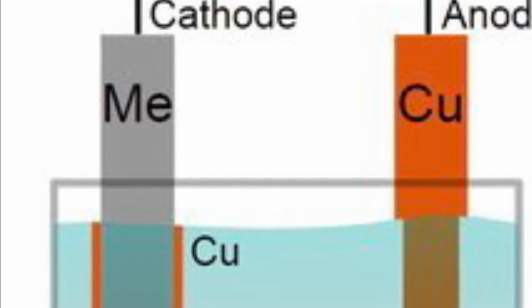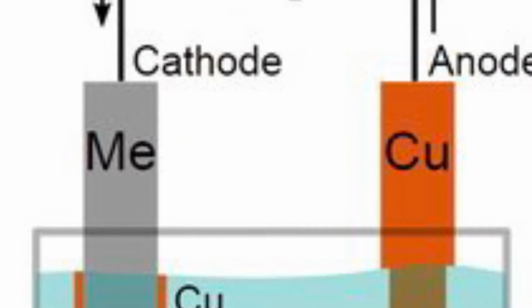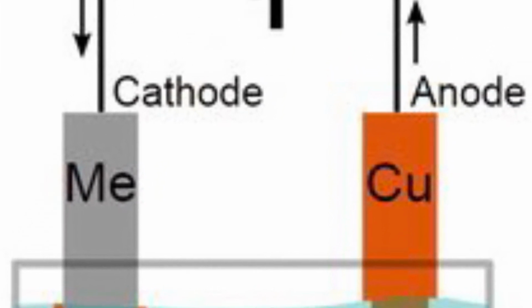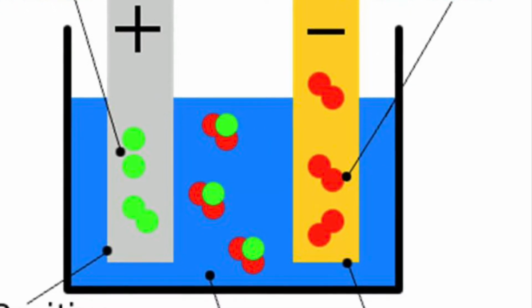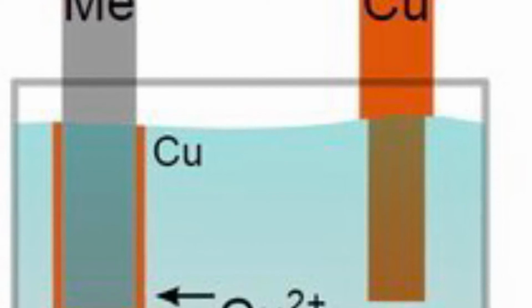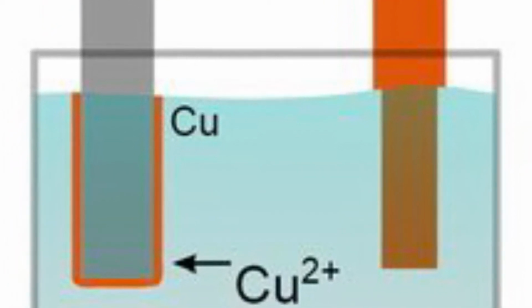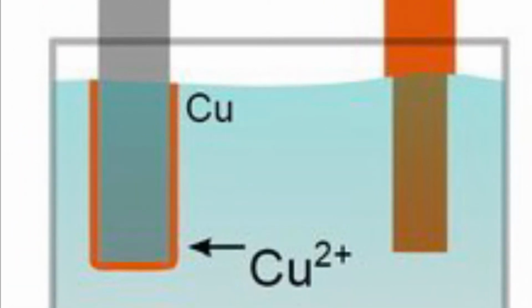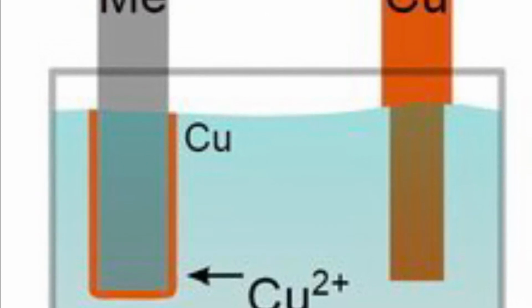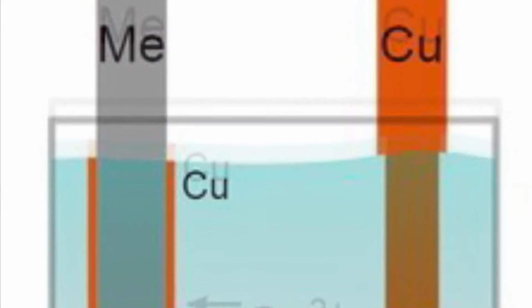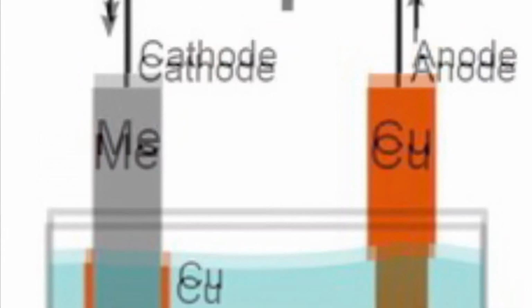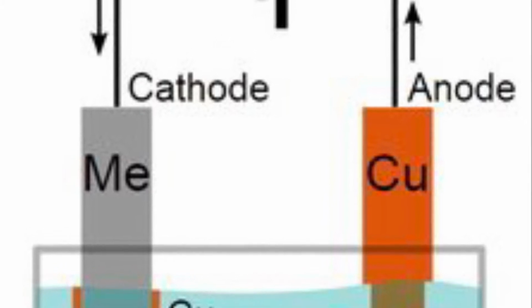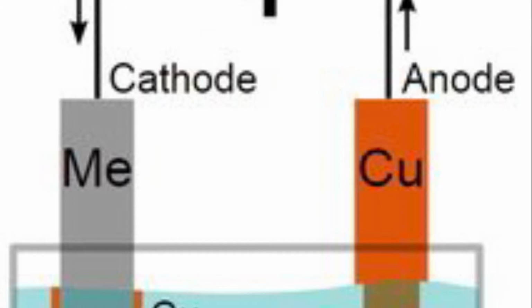In it, ions get discharged at the electrodes with reduction at cathode and oxidation at anode. For example, in case of copper voltameter with copper anode and copper sulfate electrolyte, the reduction takes place at cathode while the oxidation takes place at anode.